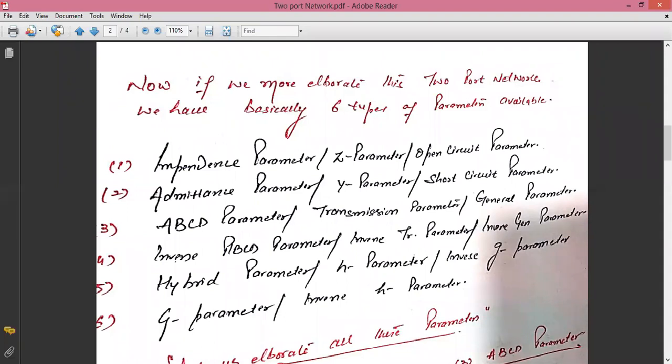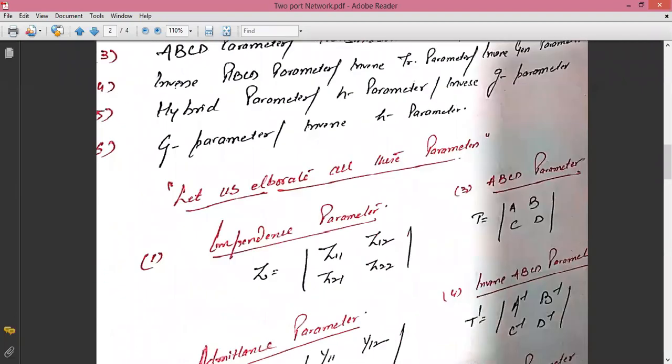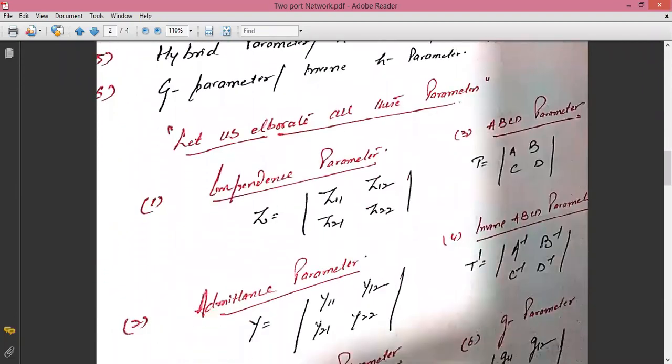Every parameter defines certain signals, or rather a ratio of certain signals, involving input and output. If I elaborate in more ways, you can see your impedance parameter, that is the Z parameter, is basically a combination of 4 parameters. Every parameter, be it impedance, admittance, transmission, inverse transmission, G or H, comprises 4 main parameters. Like you see, the Z parameter comprises 4 parameters: Z11, Z12, Z21, Z22.